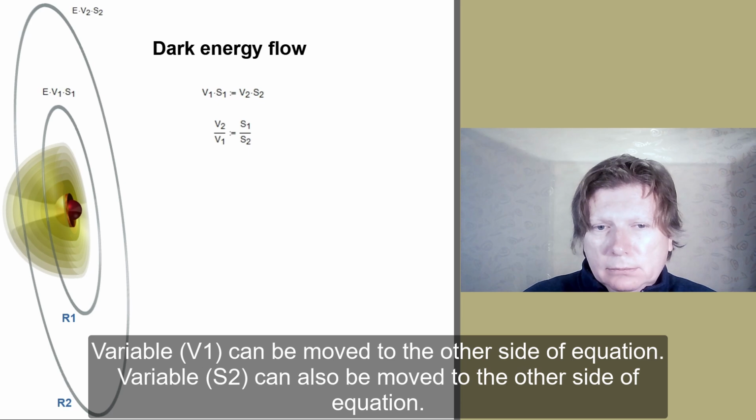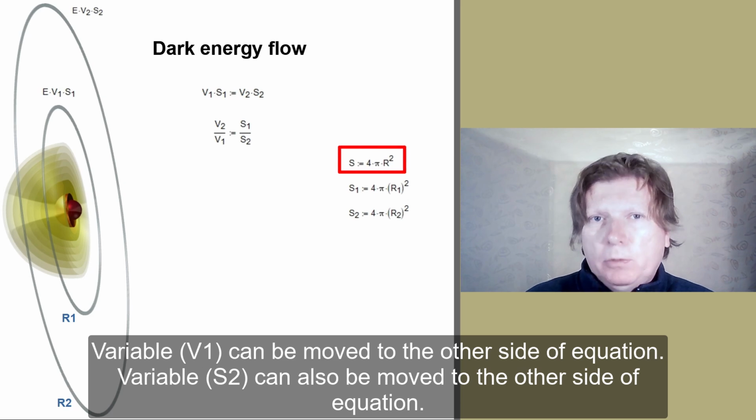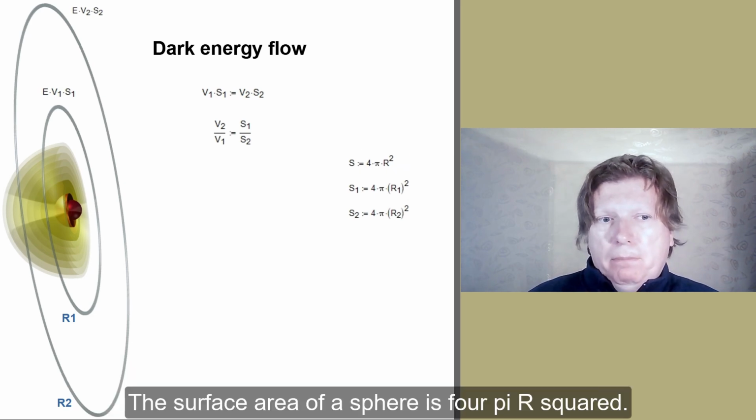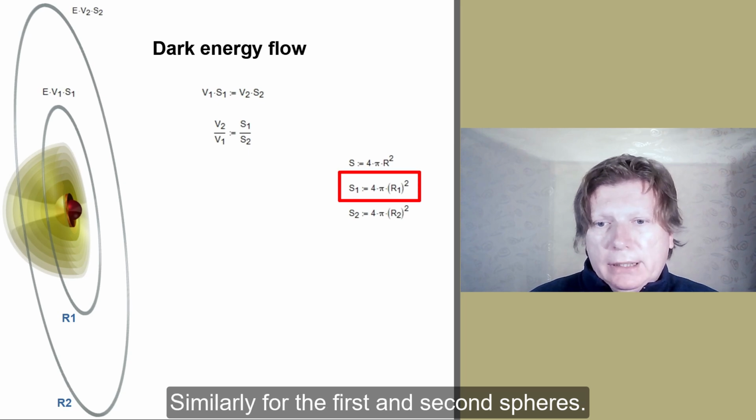Variable V1 can be moved to the other side of equation. Variable S2 can also be moved to the other side of equation. The surface area of a sphere is 4 pi r squared. Similarly, for the first and the second spheres.